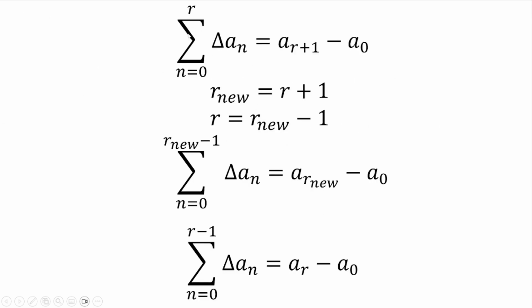We can rewrite this formula by shifting the index. If we say r new equals r plus 1, this means r equals r new minus 1. This means the summation goes from 0 to r new minus 1 of delta an equals a(r new) minus a0. This is just a change of variables, which are the same thing, but the change of the index only.